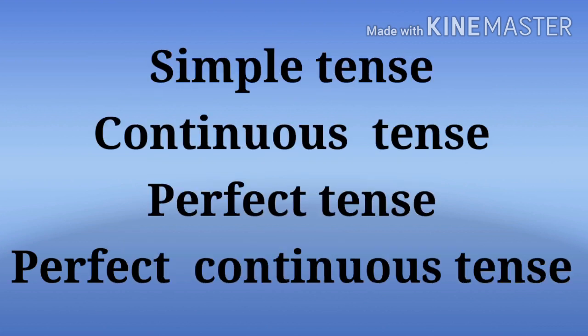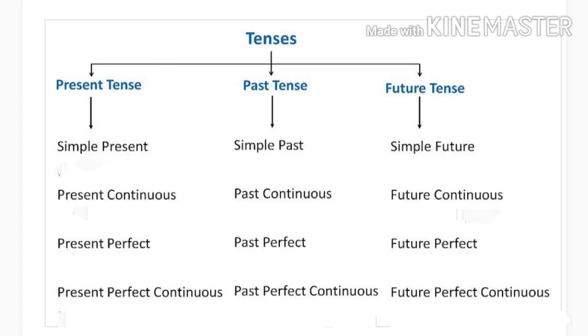Each of these tenses has four divisions. They are simple tense, continuous tense, perfect tense, and perfect continuous tense. Look at this table. Present tense has four divisions. That is simple present tense, present continuous tense, present perfect tense, present perfect continuous tense.